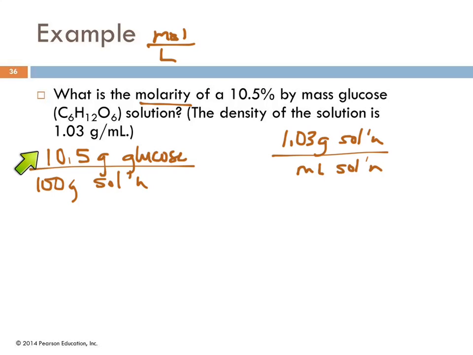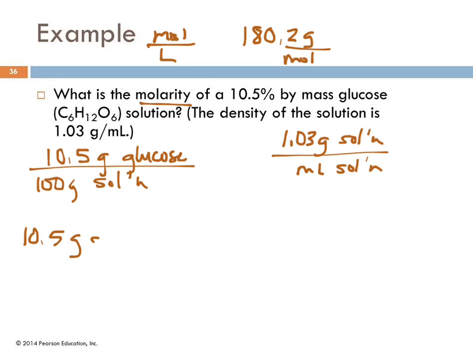Can we convert grams of glucose to moles of glucose? Sure we can. We just need the molar mass. So the molar mass, the formula is given. It's 6 times 12.01 plus 12 times 1.008 plus 6 times 16. So the molar mass is 180.2 grams per mole. So now we can put these together.